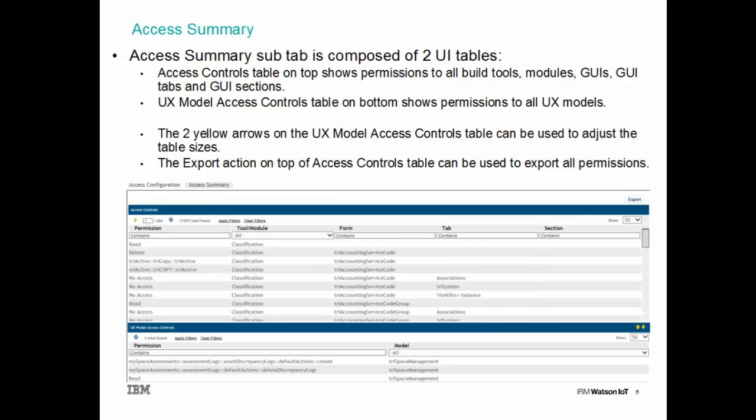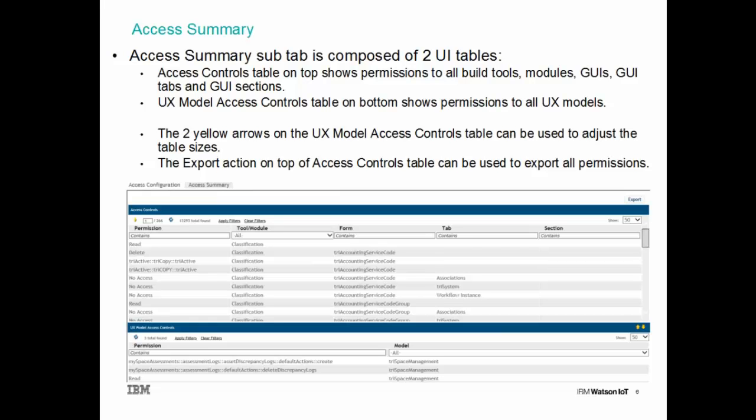Initially, these two tables each take half of the screen, and there are two yellow buttons on the UX Model Access Controls table that you can use to adjust the size of these tables. For instance, if you want to focus on the regular permissions, then you can click on the down button. That way, the UX Model Access Controls table will be hidden, and the regular Access Controls table will take up the whole screen. And if you want to do it the other way around, you want to focus on the UX model permissions, then you just click on the up button.